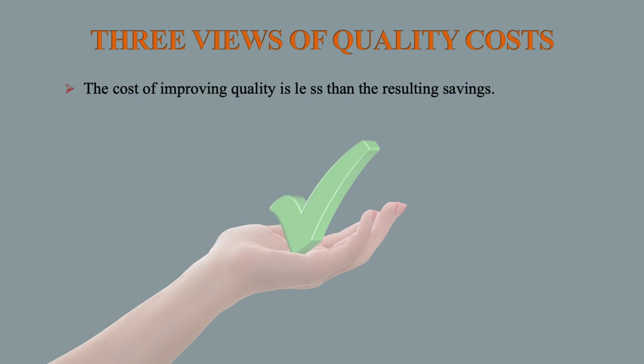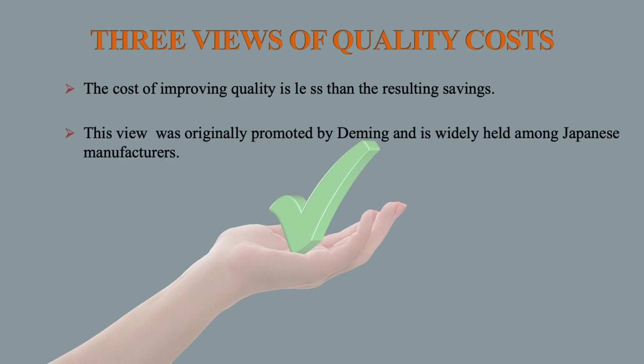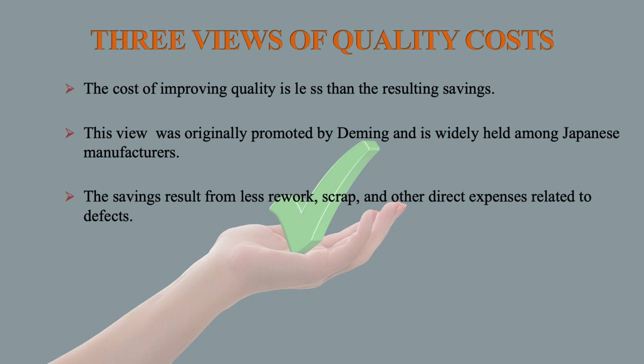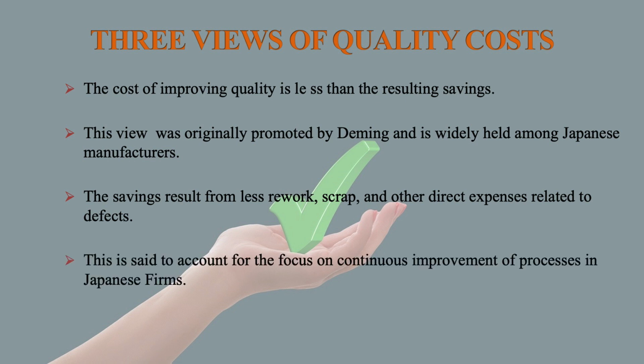The cost of improving quality is less than the resulting savings. This view was originally promoted by Deming and is widely held among Japanese manufacturers. The savings result from less rework, scrap and other direct expenses related to defects. This is said to account for the focus on continuous improvement of processes in Japanese firms.